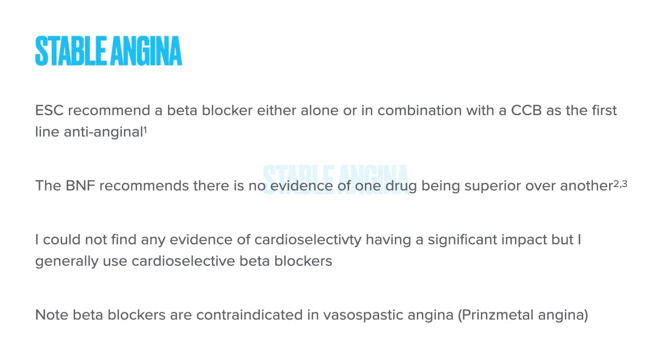Now, the European Society of Cardiology recommend that a beta blocker, either alone or in combination with a calcium channel blocker, should be your first-line anti-anginal for most patients. I couldn't find any evidence that one beta blocker is better than another, but I tend to use cardioselective beta blockers unless I've got another indication for the patient to be on one. I should point out that in vasospastic angina, Prinzmetal angina, beta blockers can actually exacerbate symptoms. I'm going to talk a little bit more about this in the contraindications later on, but just bear it in mind when you're choosing a patient's anti-anginal.